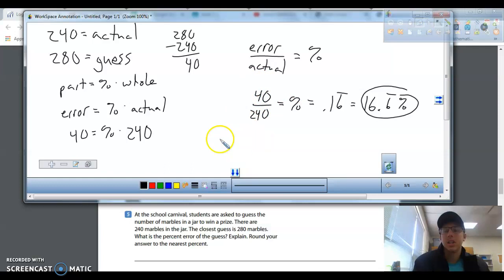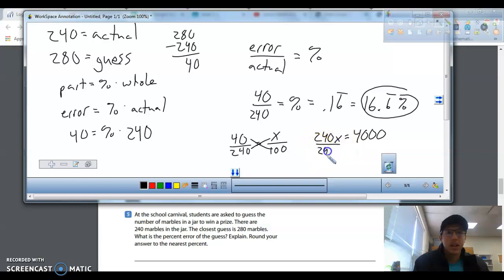Okay, now again, you're just really comparing how much were they off by compared to the actual 100%. Now, last thing real quick, you could set this up in a proportion. You could say 40 out of 240 is equal to some number out of 100, right? And that's just a proportion. So you can cross multiply, and you get 240x equals 4,000. Well, you got to get x by itself, so you got to divide by 240, divide by 240, and x will get you the same thing, 16.6 repeating.